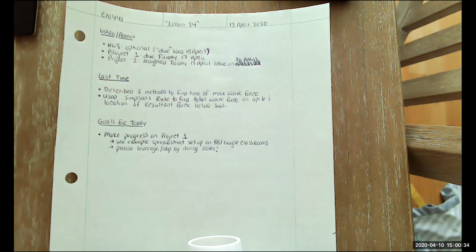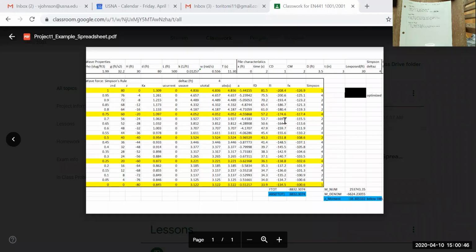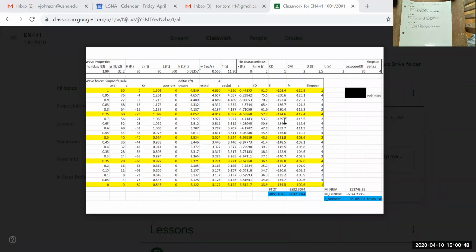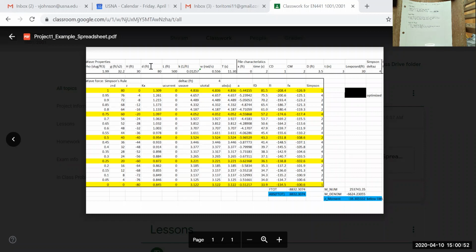But before I jump off, I will share my screen and just show you the example spreadsheet that I set up in Google Classrooms. I showed this briefly during lesson 33, but this is now posted. This is in the Google Classrooms, but it's also uploaded in the project folder in Blackboard. I like to have things that don't change on top. So I have all of the wave properties. These I just input. These come from the problem statement, our wave height, the water depth, the wave length.